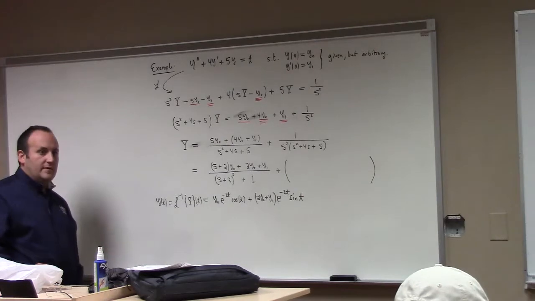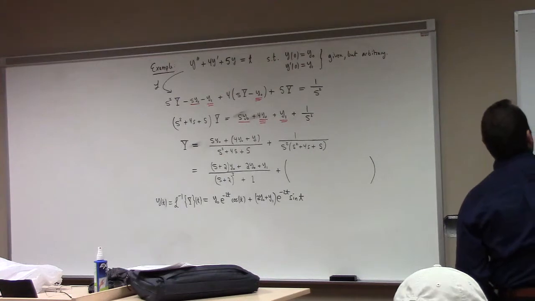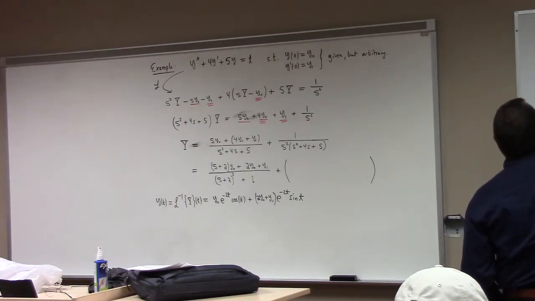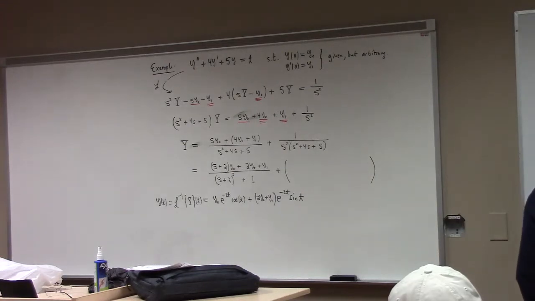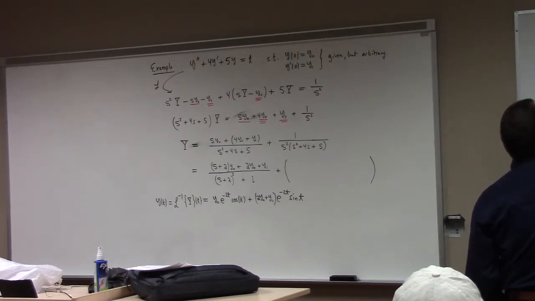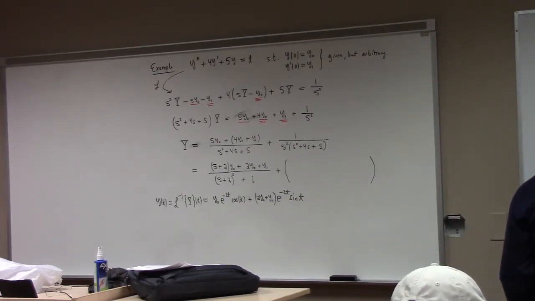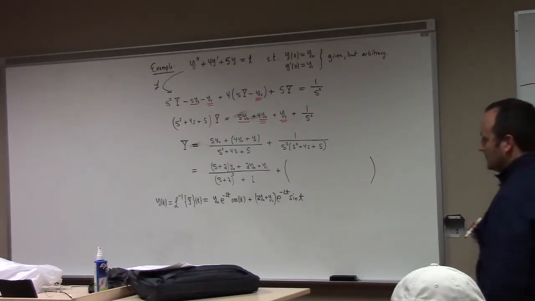I'm using the table and the fact that, remember, we worked this out, the Laplace transform of e to the alpha t cosine beta t is equal to s minus alpha over s minus alpha squared plus beta squared, and also the Laplace transform of e to the alpha t sine beta t is equal to beta over s minus alpha squared plus beta squared. So I keep these in mind as I'm doing the inverse transform, all right? I don't leave these up here for our future reference today.